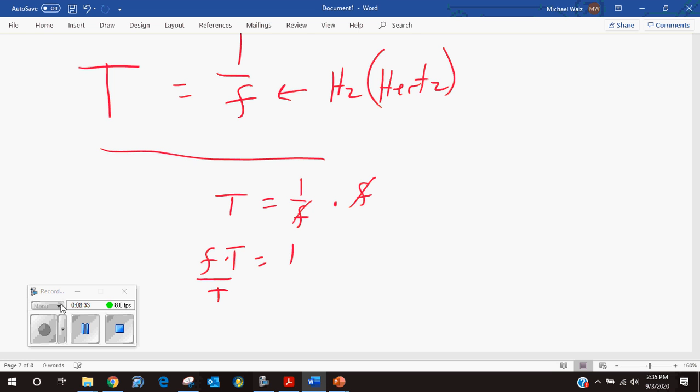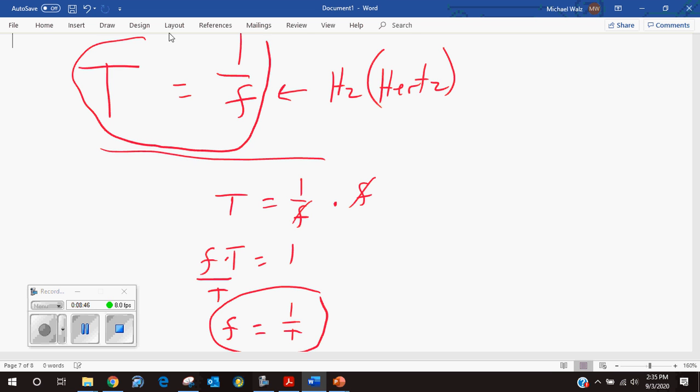So your frequency then is equal to the reciprocal of the period, just like the period was equal to the reciprocal of the frequency. So pretty simple equation, but there it is, and you'll have to use that also for your homework. Any questions? Okay, well, have fun with your homework.